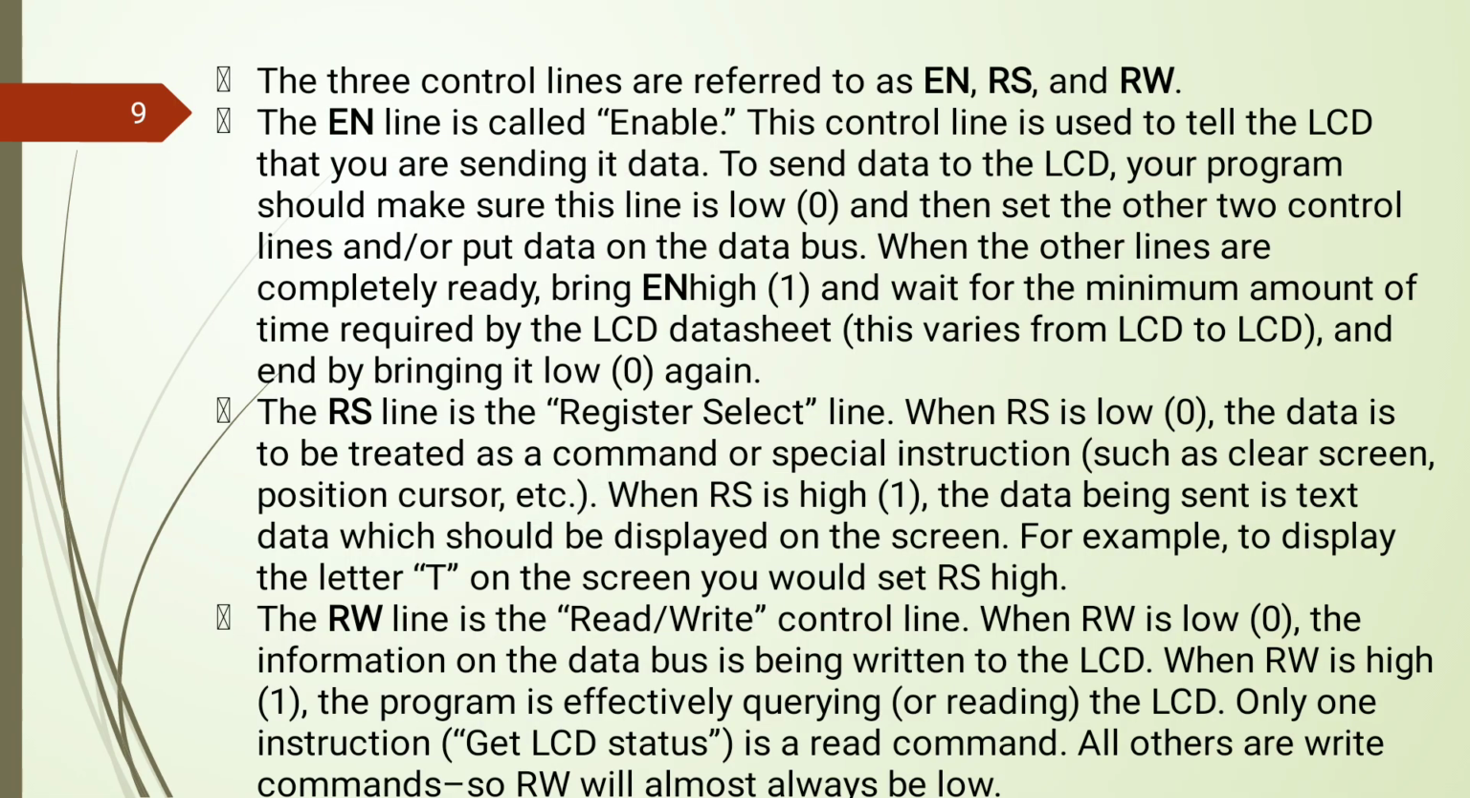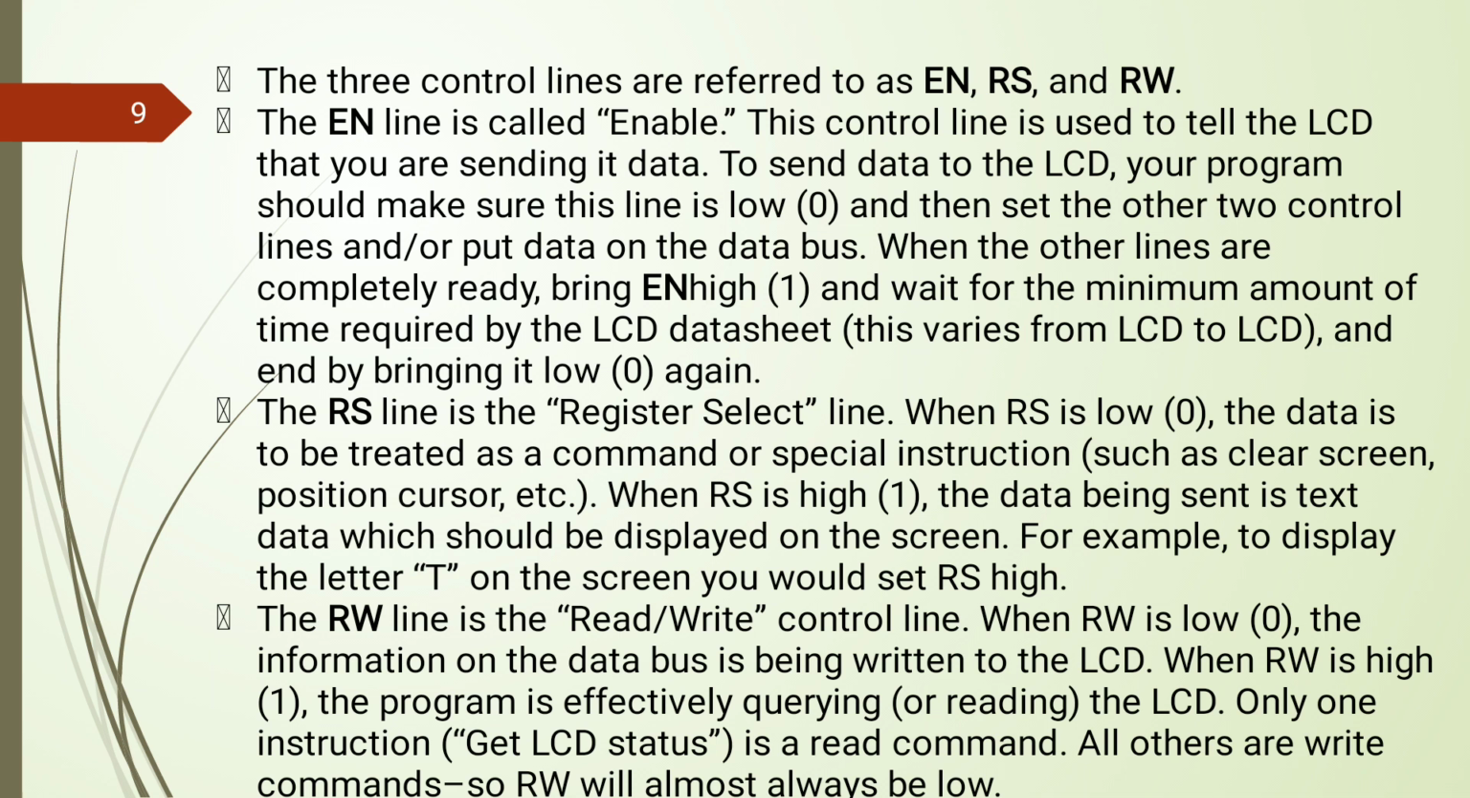Here, as we discussed earlier, the RS, RW, and enable pins. Enable plays an important role. By making the enable pin high and waiting for some time interval, that is adding some delay, and again connecting it to low, that is making it 0, in that case only we are able to access the LCD, that is sending some commands or some data. So the enable pin is enabling the LCD for your access.